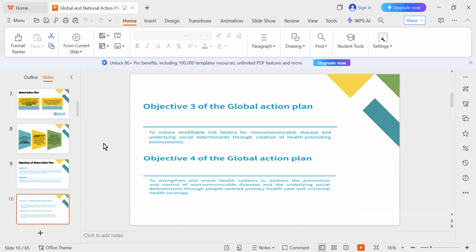The third objective is to reduce the modifiable risk factors for non-communicable diseases and underlying social determinants through creation of health-promoting environments. The fourth objective is to strengthen and orient health systems to address the prevention and control of non-communicable diseases and the underlying social determinants through people-centered primary healthcare and universal health coverage.